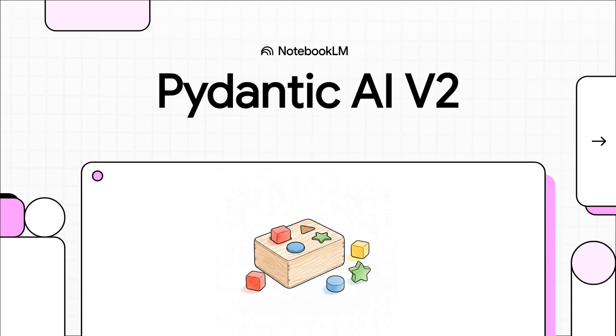We're talking about Pydantic AI V2. It just hit its stable release this June, and we're going to see exactly how it guarantees perfectly structured data from your Python AI agents. It's essentially the end of fragile prompt engineering.